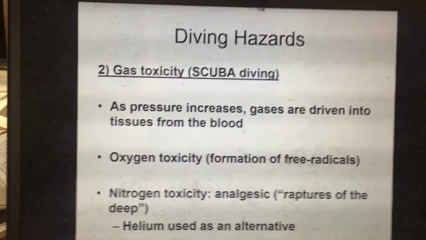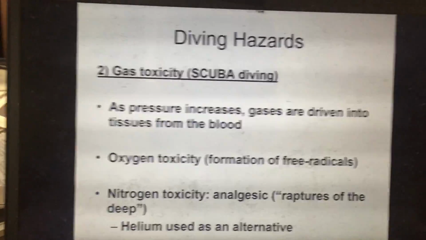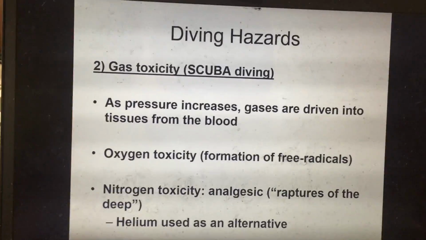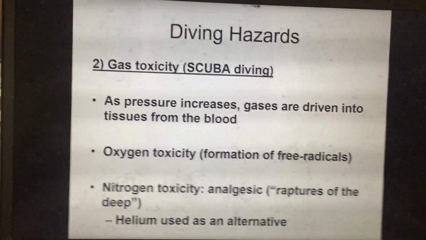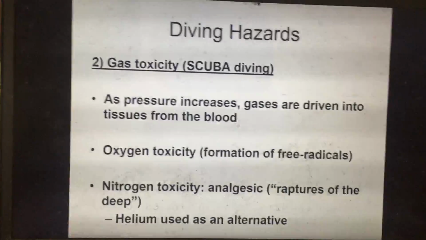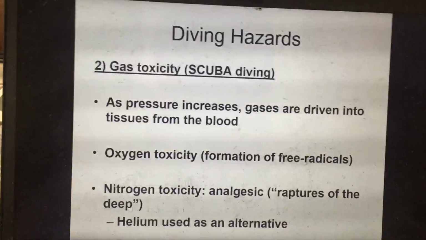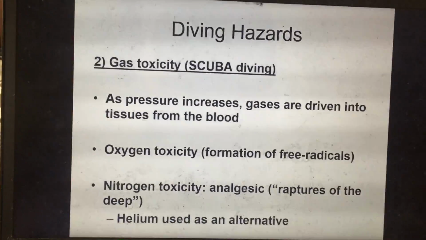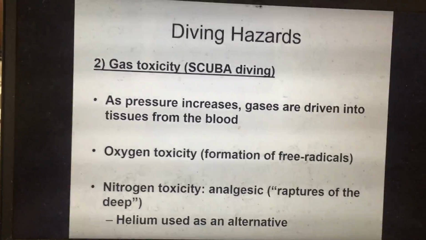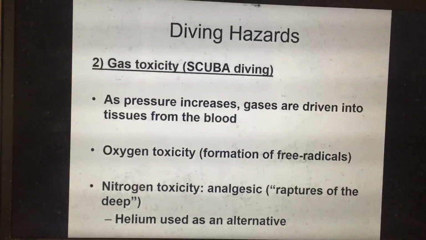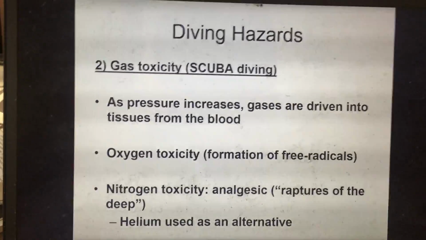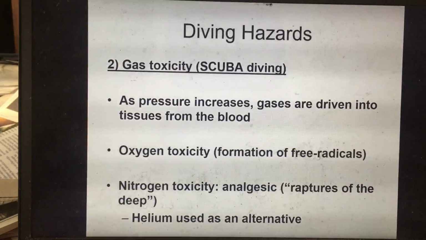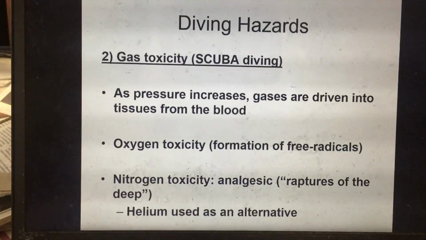Another problem with diving is gas toxicities. As you know, the air that we breathe is mostly made up of nitrogen. 79% of the air we breathe is nitrogen, and about 21% is oxygen. When these gases are under pressure, they both cause toxicity to the tissues in your body. When oxygen is under pressure, you get formation of what are called free radicals, which are molecules that increase damage to your cell membranes.